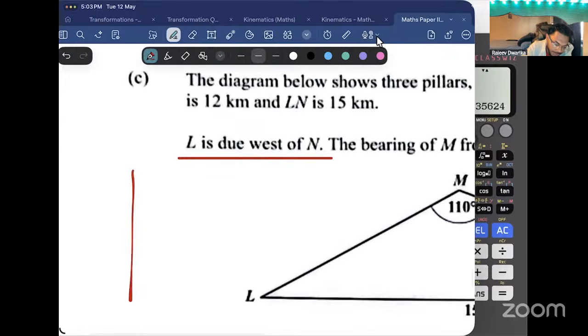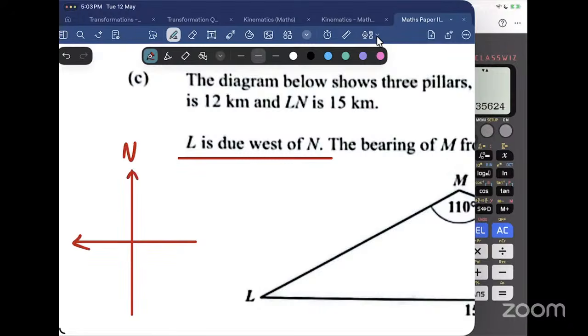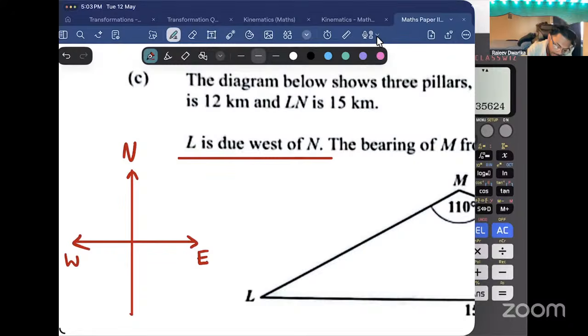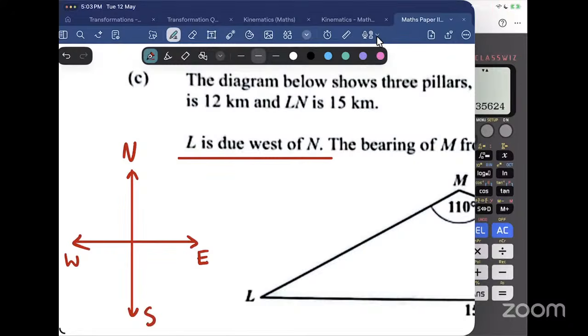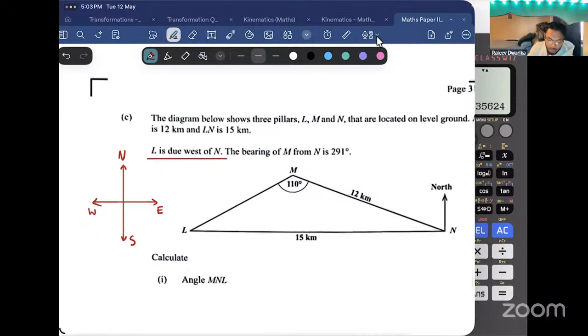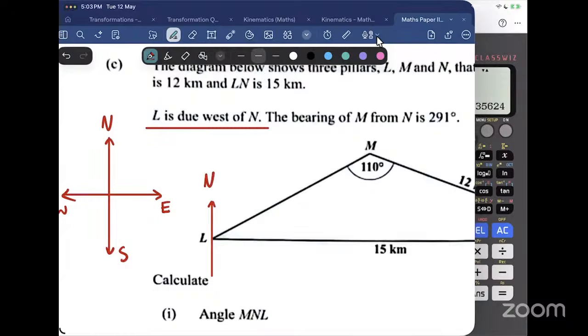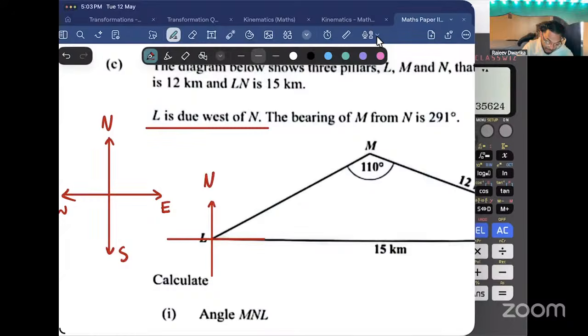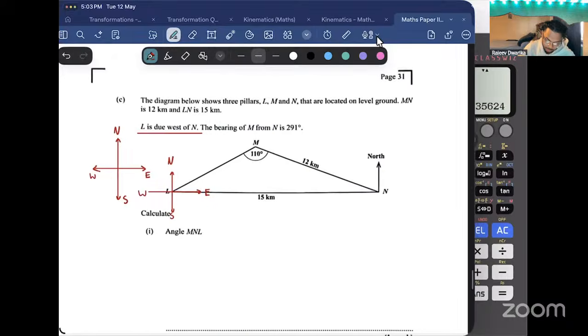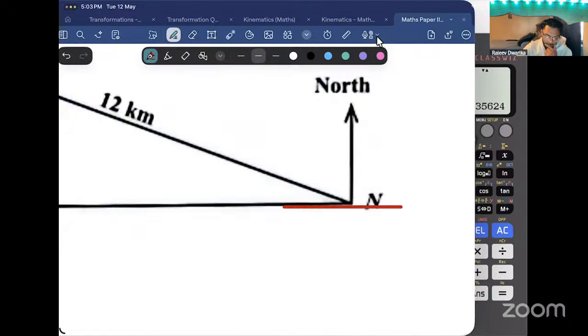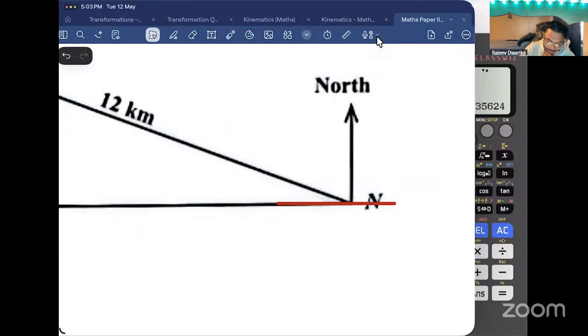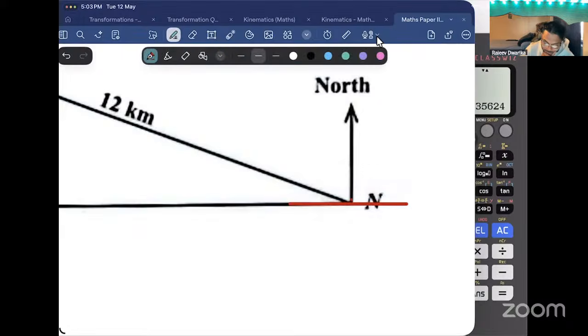If you forgot your cardinal points, let me just remind you real quick. North, west, east, and south. So they're saying L is due west of N. I'm going to put the cardinal points by L. I cannot stress how important this is. I'm going to put east, west over here, and over here as well, so they can see exactly what's up. If you didn't figure this out in the exam or read that part, you'd be kind of cooked. You would not know what to do.